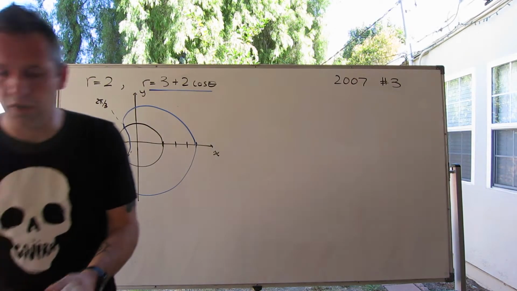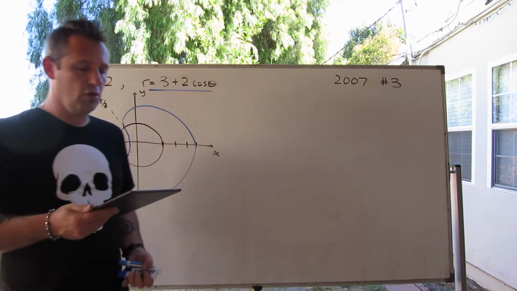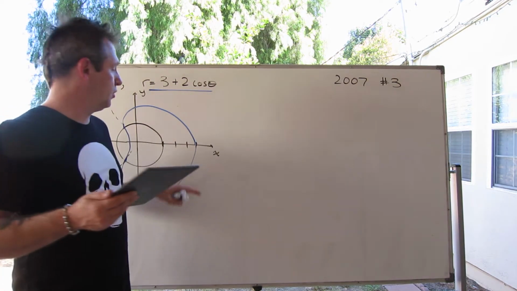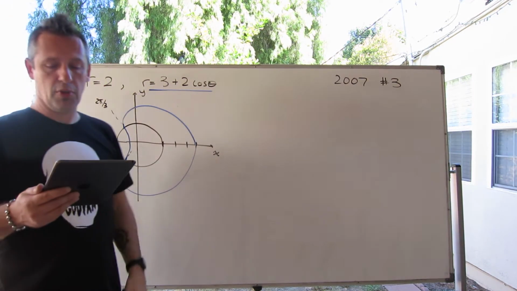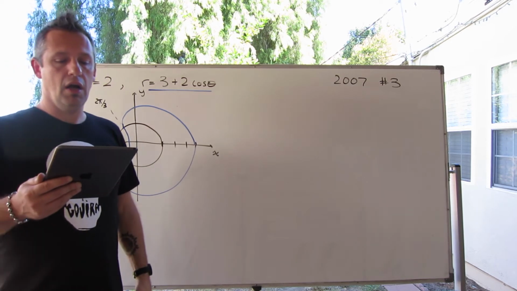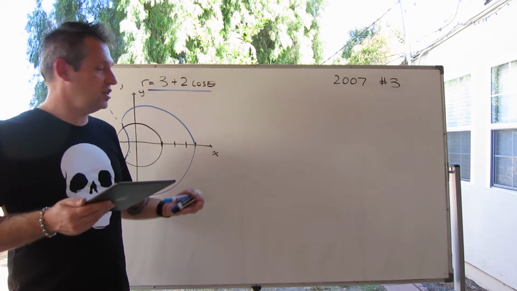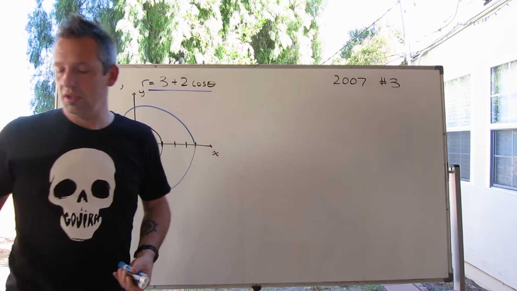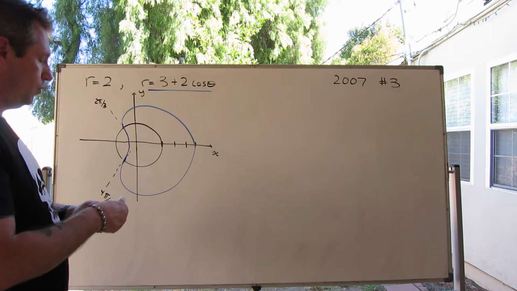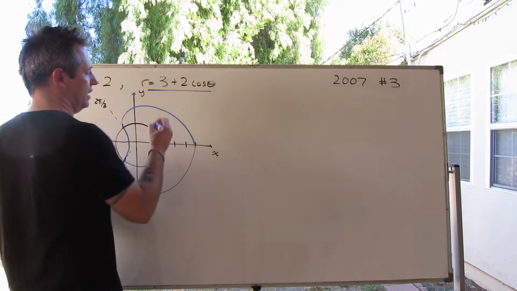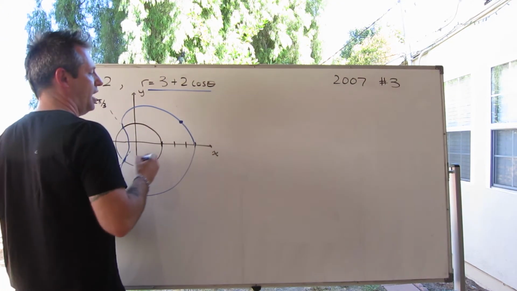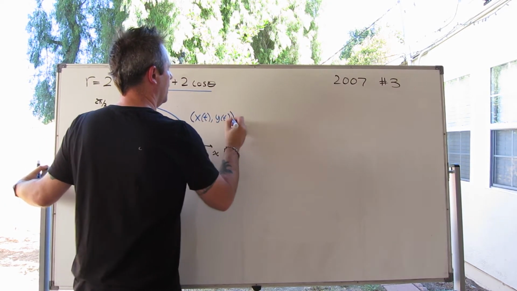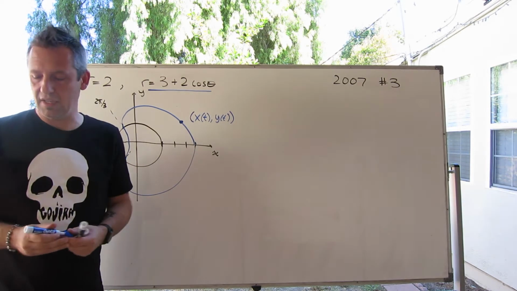So it says a particle moves with a non-zero velocity, that's the direction and speed, along the polar curve r equals 3 plus 2 cosine of theta, and has position x of t comma y of t at time t. So at any moment in time, we could talk about where this particle is. I can put a little dot right here, and I could name that point x of t comma y of t. That is the position of the particle at time t.